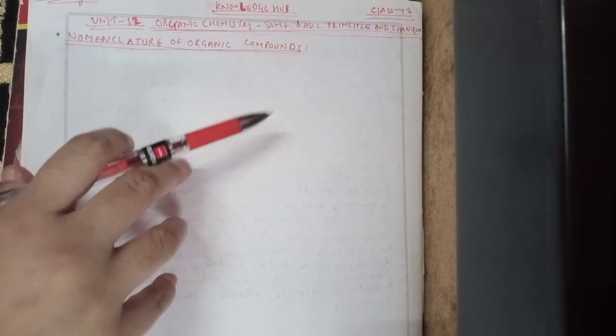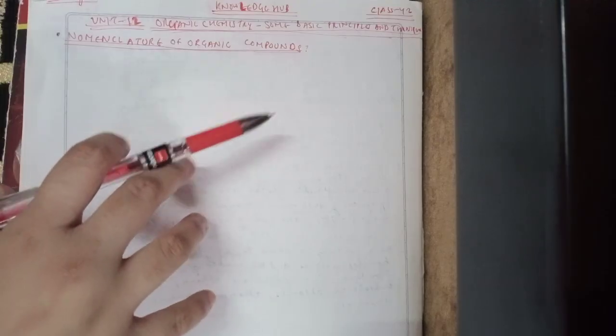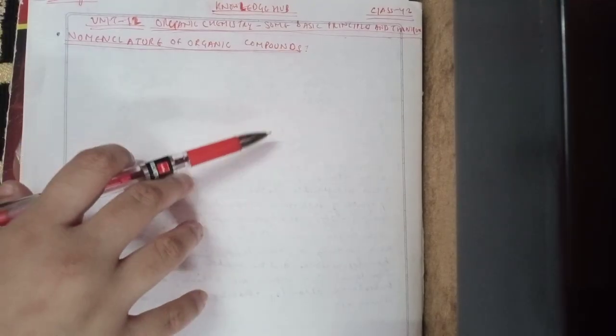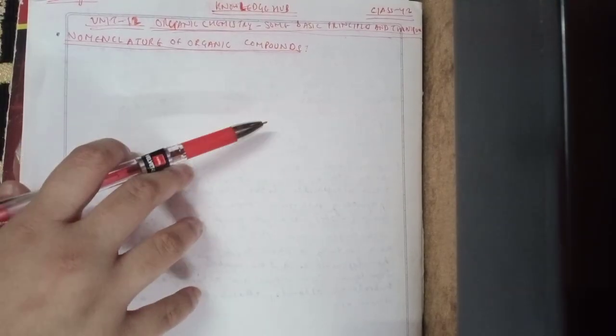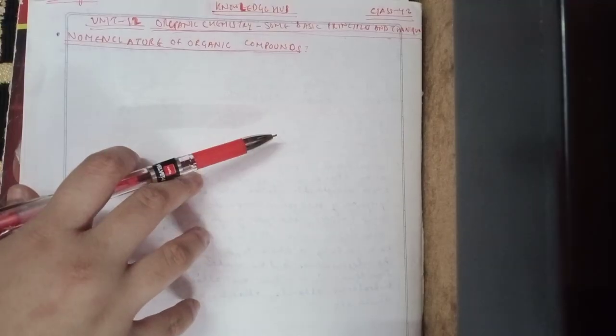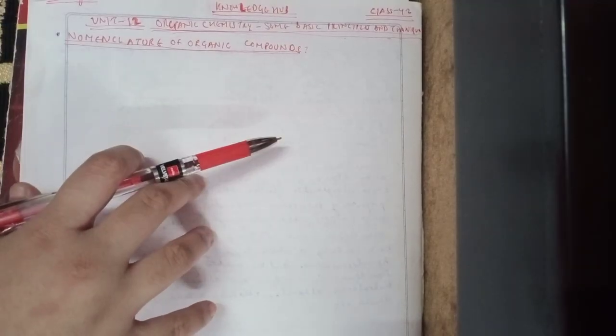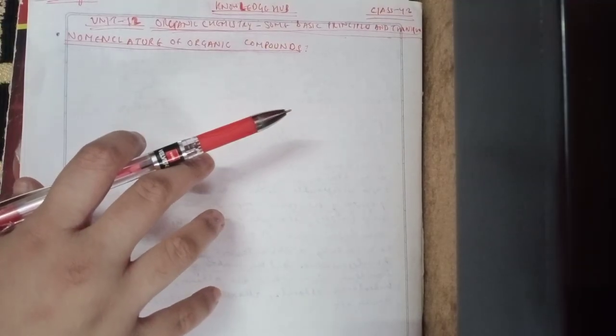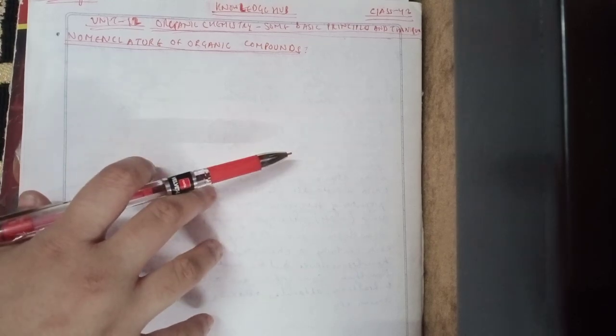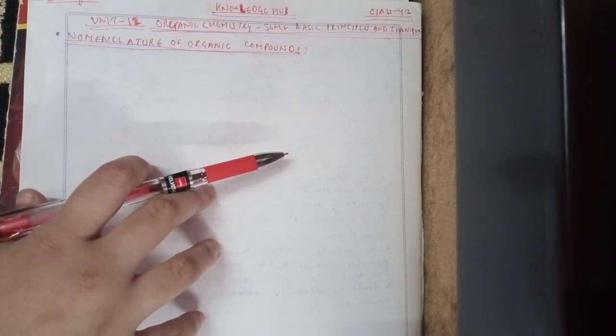So here, organic chemistry deals with millions of compounds. In order to clearly identify them, a systematic method of naming has been developed and is known as IUPAC, which is International Union of Pure and Applied Chemistry. I just write it out for you, in case you are remembering it.